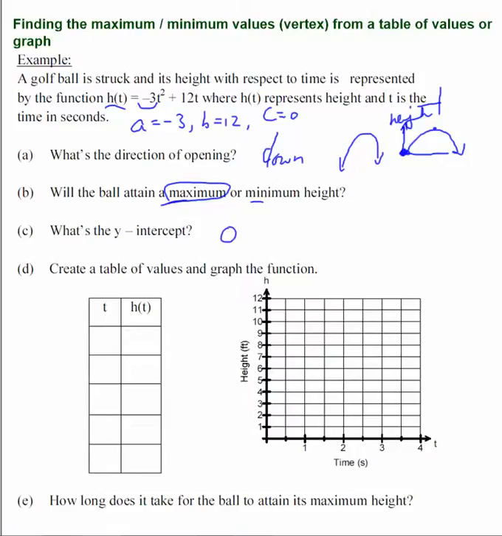Next, create a table of values and graph the function. So we'll use values for time of 0 seconds, 1, 2, 3, and 4 seconds. We take each of these numbers and place them into the equation to get our answer. So if the equation h(t) = -3t² + 12t, I'll work out one or two of these, but not all of them. First, time is 0.